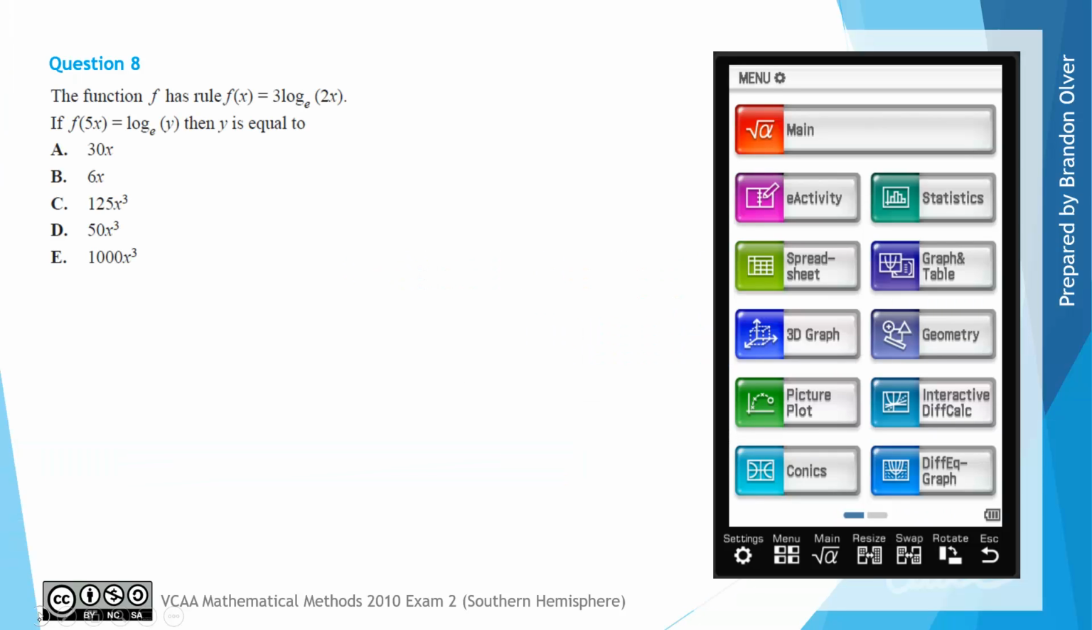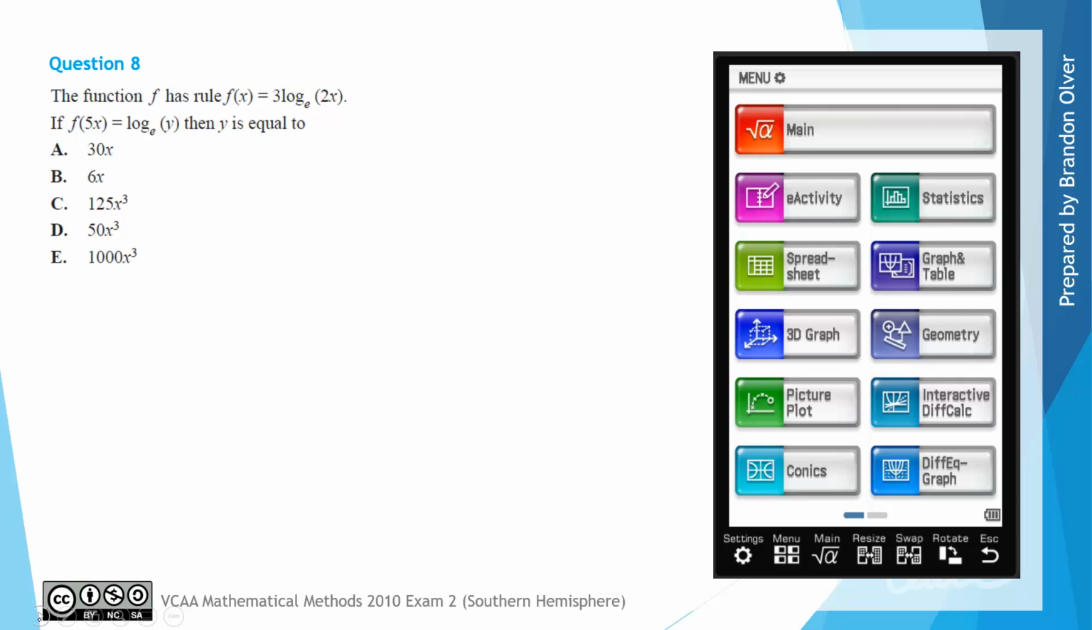So for question 8 we have the function f with the rule f of x equals 3 log e of 2x. And the question goes on to say that if f of 5x is equal to log e of y, then y is equal to one of the following. So this question can be done without a calculator, and I'll show that towards the end. But for now, we'll use the calculator to solve this question efficiently.